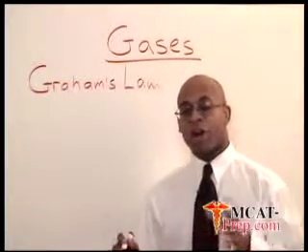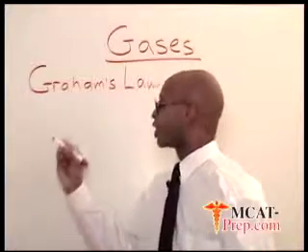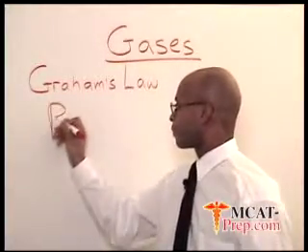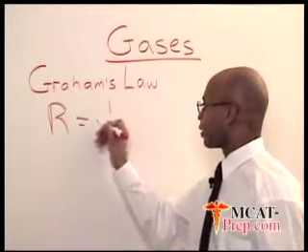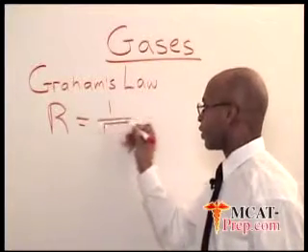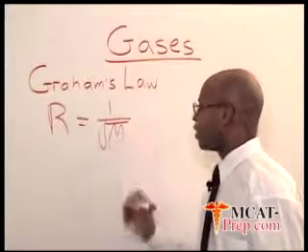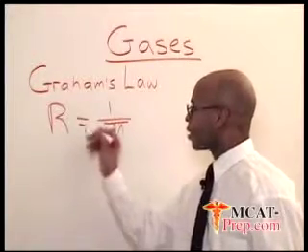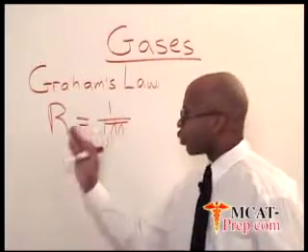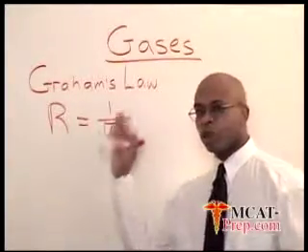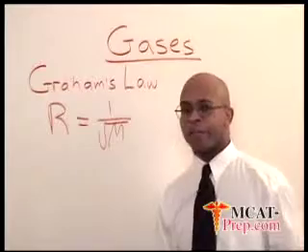The rate of either diffusion or effusion is given by 1 over the square root of the molecular mass. So this is more of a proportionality. The rate is proportional to 1 over the square root of the molecular mass.